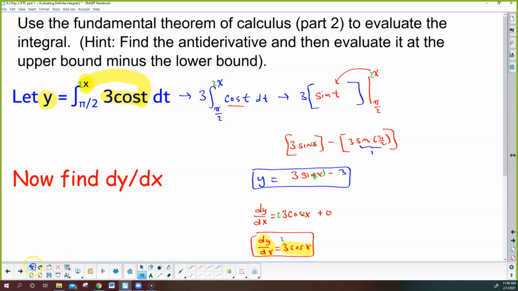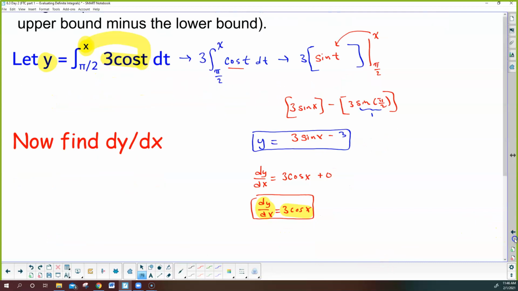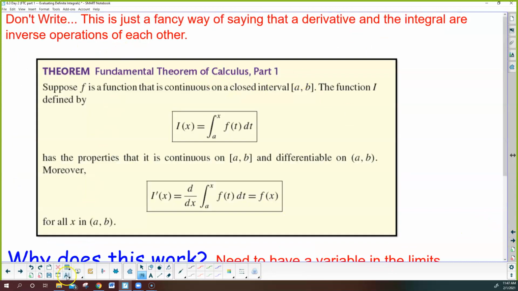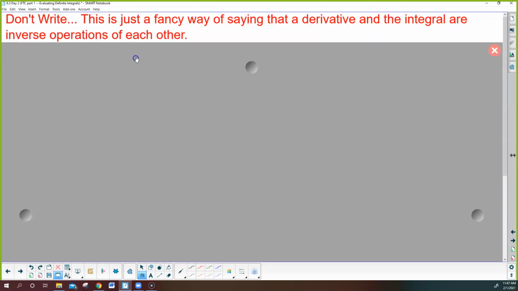Right? I'll show you that here. I don't want that original 2 to be in my notes though. Okay, so here's what we got. Don't write this because it's just a theory. This is just a fancy way of saying that the derivative and the integral are inverse operations of each other. They cancel each other out.